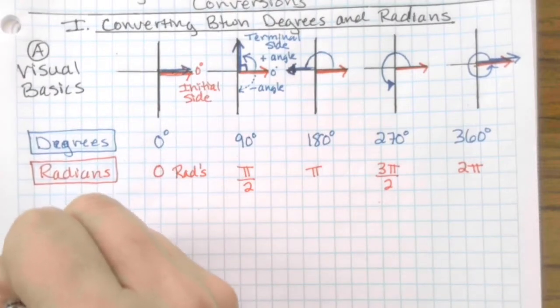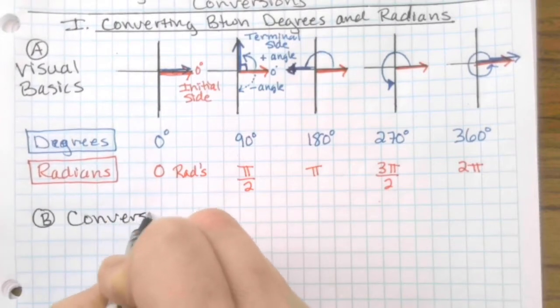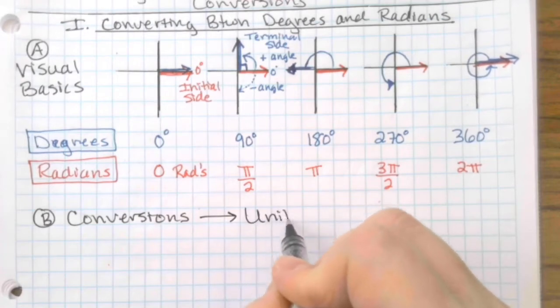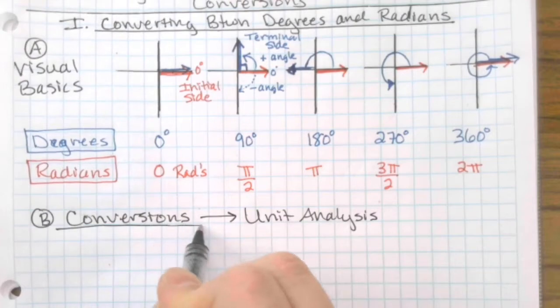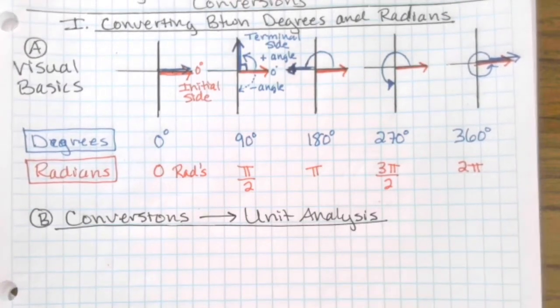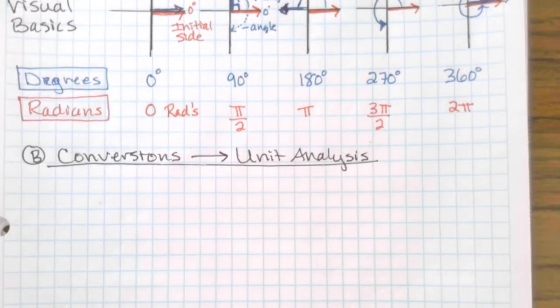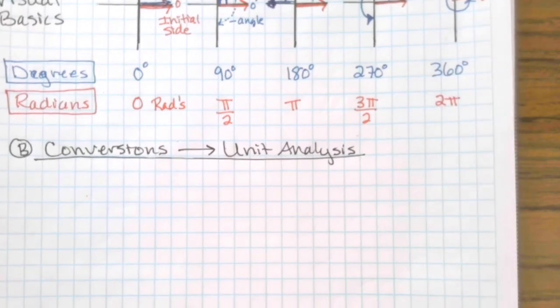So we're going to go on to part B. We're going to do conversions between the two. And to do that, we're going to use unit analysis, which we learn in Algebra 2. So in order to do a conversion with unit analysis, you need a conversion fraction. And so we need something that we can use to get the units to cancel out.